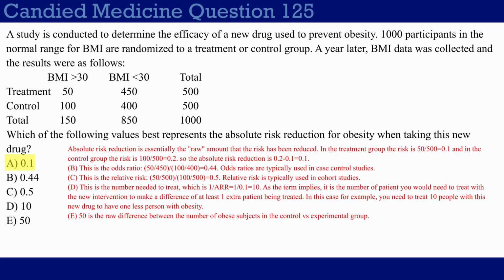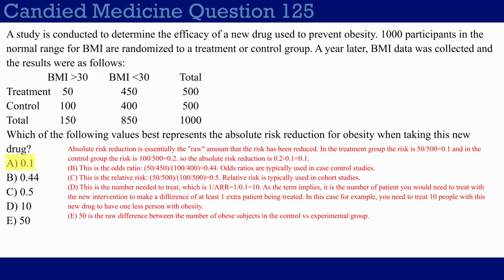So let's look at some of the wrong answer choices here. Choice B, 0.44. This is the odds ratio, which in this case would be 50 divided by 450 over 100 divided by 400. Usually when we're talking about odds ratios, we're talking about case control studies. Choice C, 0.5. This is a relative risk, which in this case is 50 divided by 500 over 100 divided by 500. Relative risk is the measurement we use mostly in cohort studies.